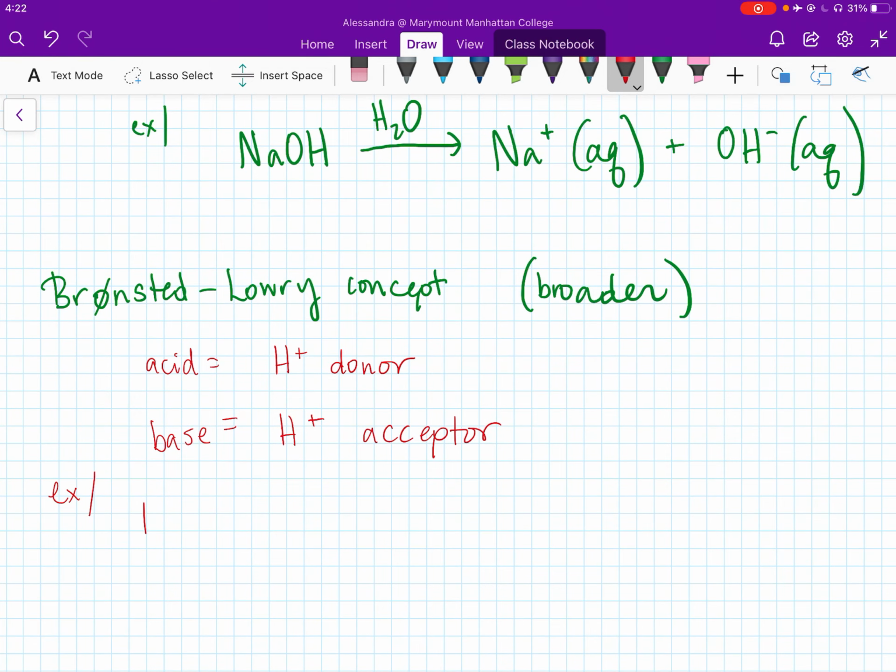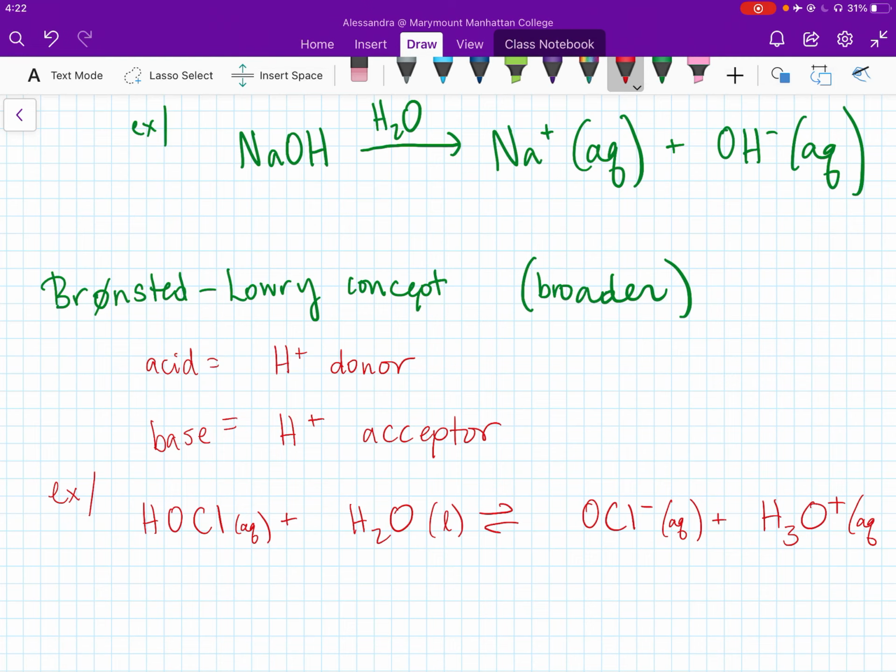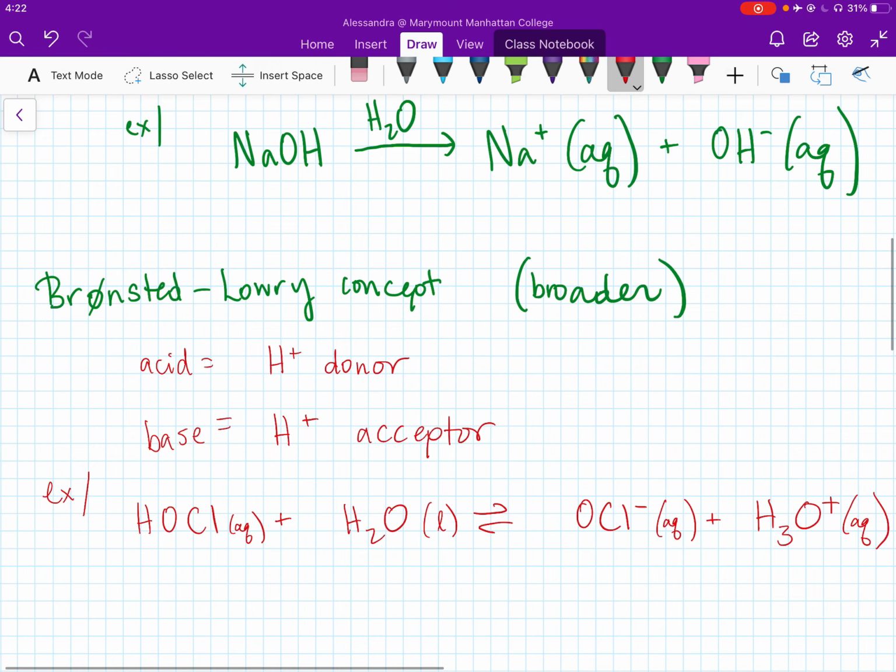For example, let's take a reaction where HOCl reacts with water in an equilibrium with OCl minus anion and hydronium. The H3O plus ion is hydronium. I could say that all of these species are aqueous. Water is liquid, but the rest of them are aqueous. If I want to be very good, I should always include the specification of each species' state.